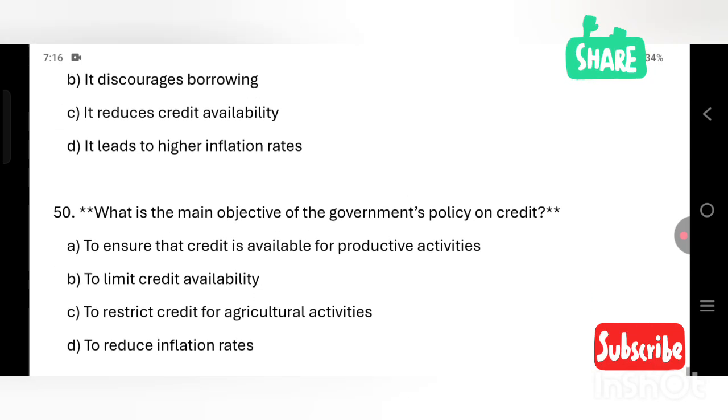Question number 50, half century we have reached. What is the main objective of the government's policy on credit? Option A, to ensure that credit is available for productive activities. Option B, to limit credit availability. Option C, to restrict credit for agricultural activities. Option D, to reduce inflation rate. And the correct answer is option A, to ensure that credit is available for productive activities.